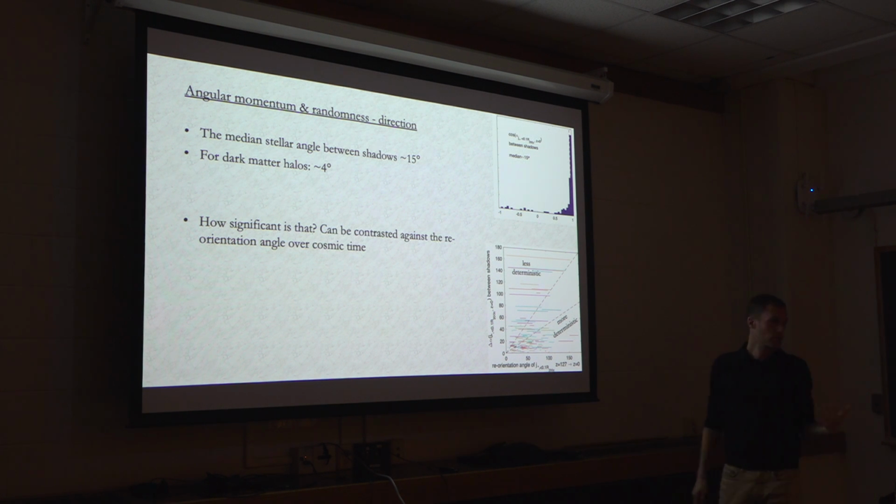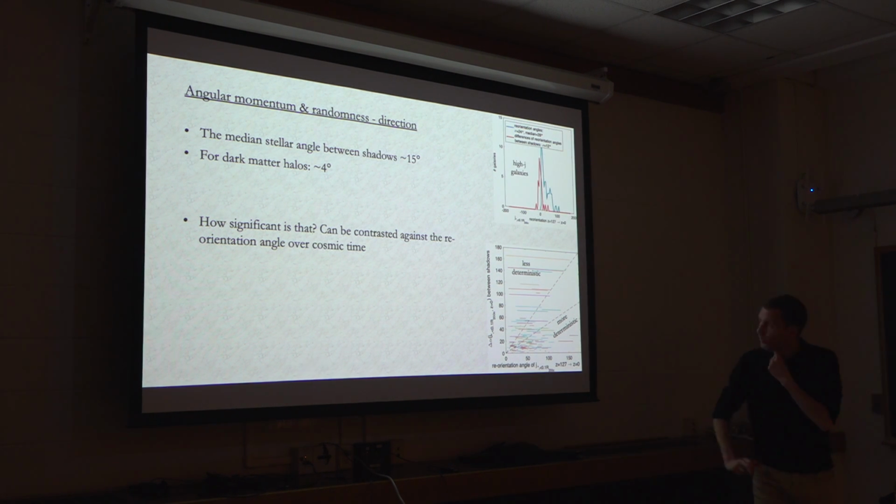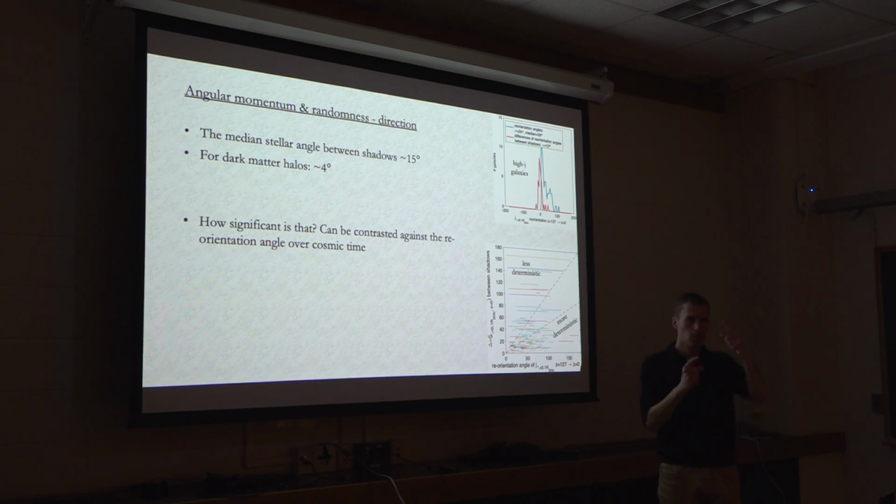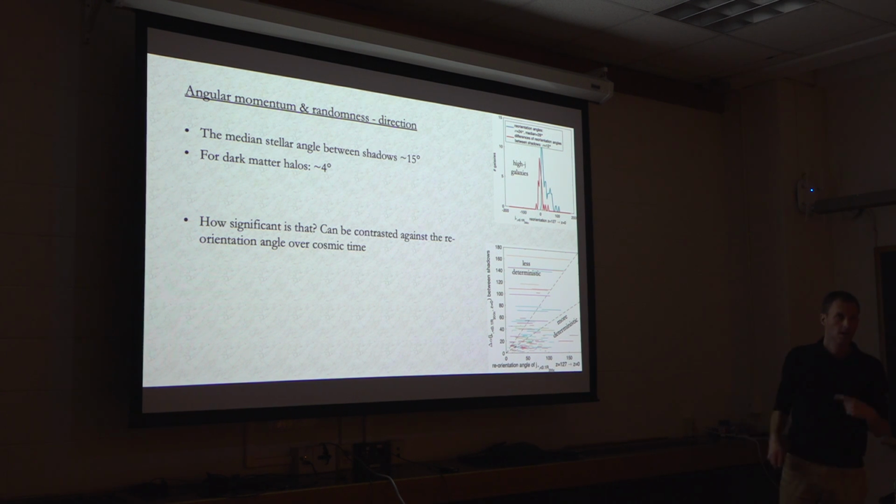And the question is then, what should we compare this 15 degrees to? I'm comparing this to the degree of reorientation of the angular momentum over cosmic time. We can plot the histogram of the reorientation angle, something we already looked at, in blue here, and then the histogram of the difference in reorientation angles between two shadows. So this is what we get, and the question is, what's actually the size of the chaotic component of this?